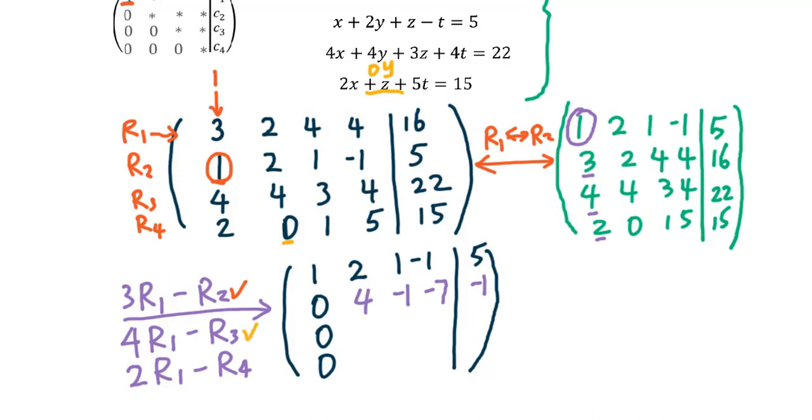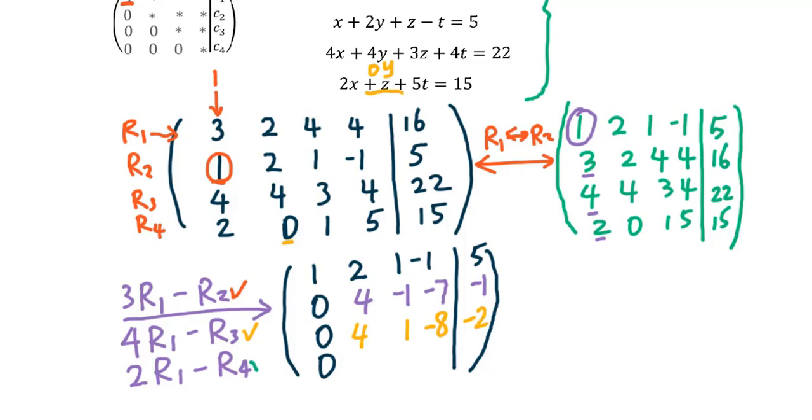Then we will work on this operation. Row 1 multiplied by 4 minus row 3. It will be 4. 1 times 4 minus 3, that's 1. -1 times 4 minus 4 will be -8. 5 times 4 minus 22 will be -2.